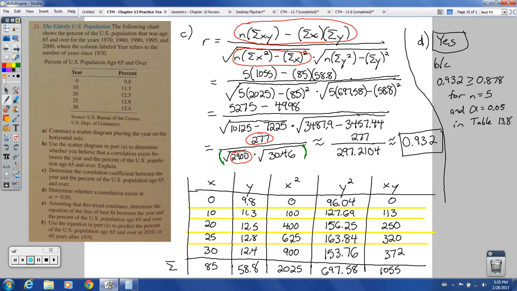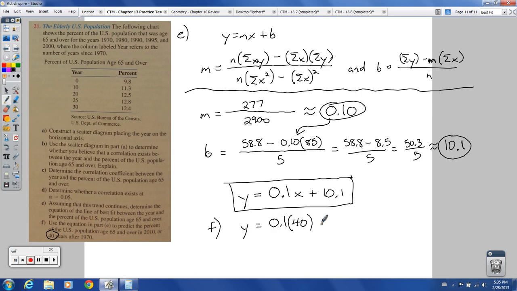So 0.1 times 40 is 4, so this would be 4 plus 10.1. The predicted value would be 14.1% of the population over the age of 65 in 2010. Seeing that it's past 2010, I guess we could go to a data book or a website somewhere, find the data for this, and see if it actually held true to what we thought it would be according to the linear correlation model that we have here.